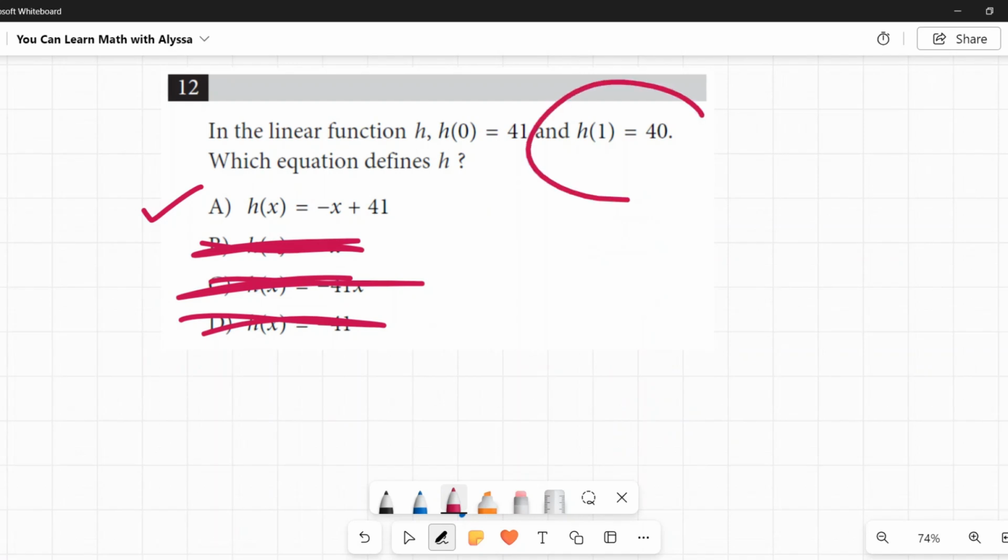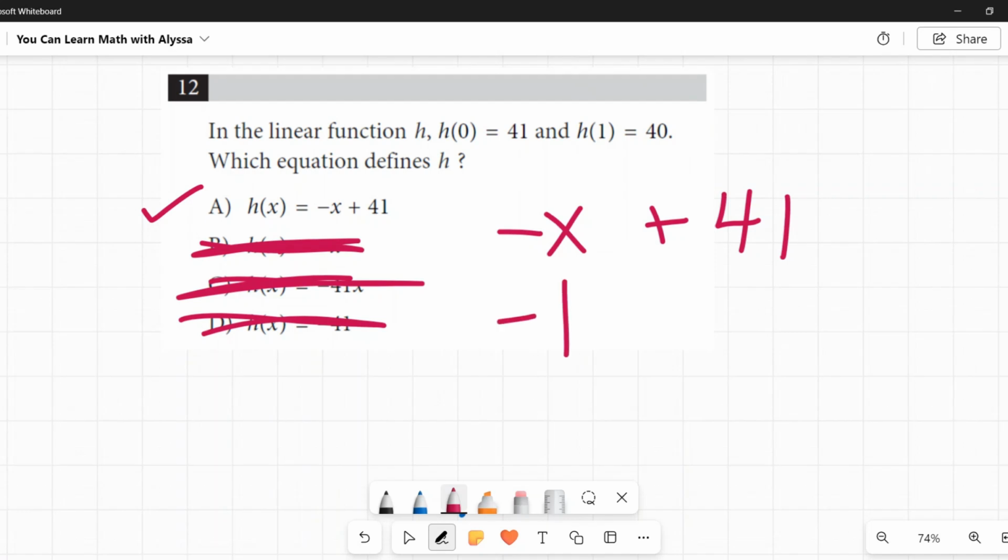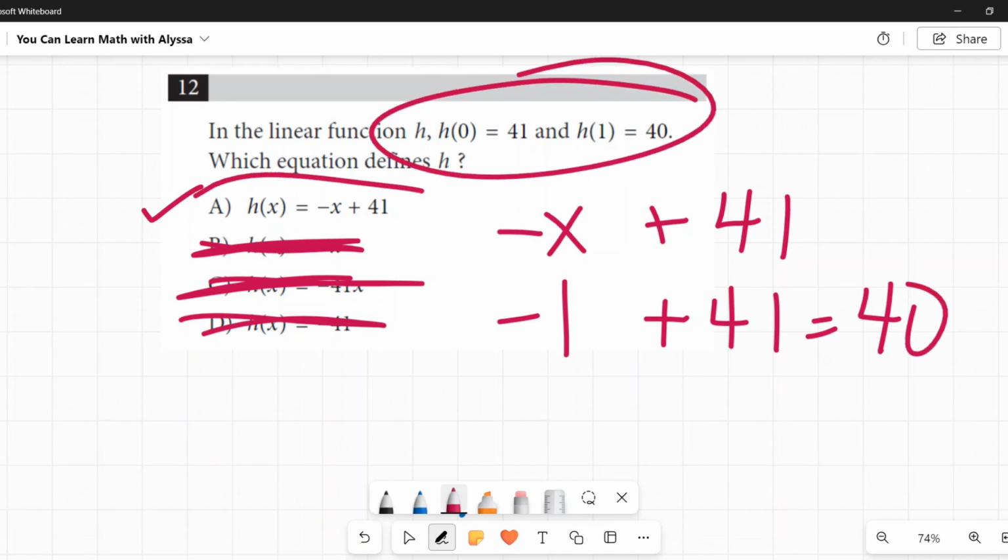But let's just double check our answer to make sure. h of 1 equals 40. So negative x plus 41. If I plug in 1 wherever there's an x, I get negative 1 plus 41, which is 40. Yeah, that is correct for both of those.